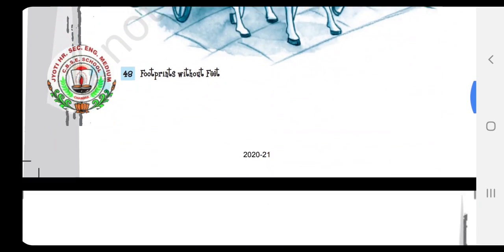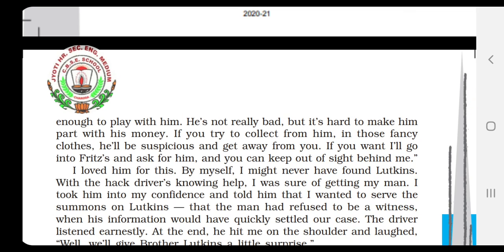But I was a fool. That hack driver is saying he was fool enough to play with him, because that person never takes out or pays money to anyone. And further he adds that Lutkins is not really bad, but it's really very difficult to get money out of his pocket. He never spends or takes out the money from his pocket easily. And if anyone tries to collect money from him in fancy, means beautiful, fine clothes, he will be suspicious and get away from you.